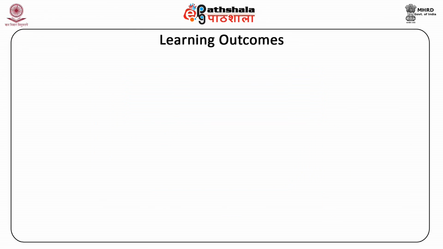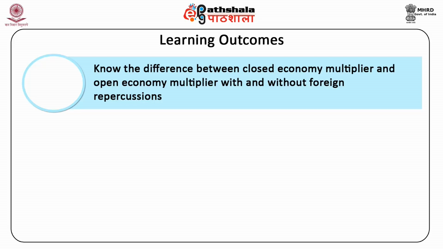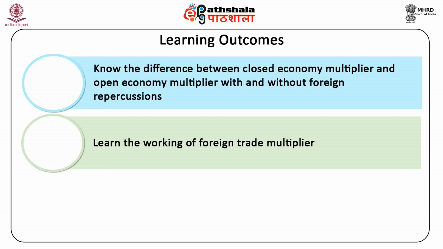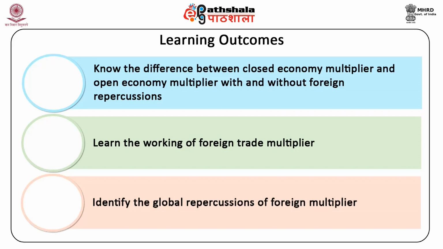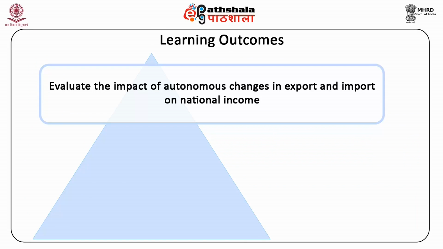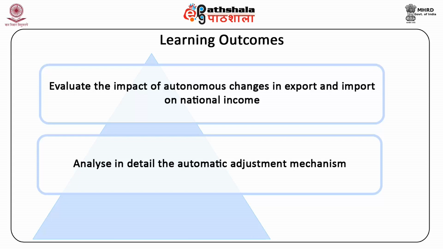After completing this module, you shall be able to know the difference between closed economy multiplier and open economy multiplier with and without foreign repercussions, learn the working of foreign trade multiplier, identify the global repercussions of foreign multiplier, evaluate the impact of autonomous changes in export and import on national income, analyze in detail the automatic adjustment mechanism.